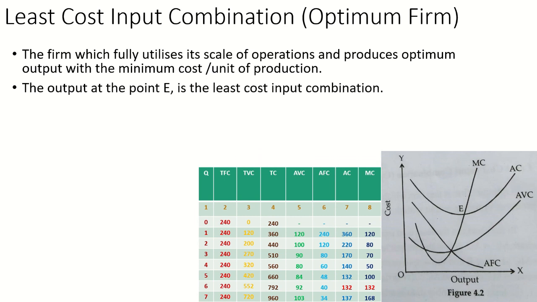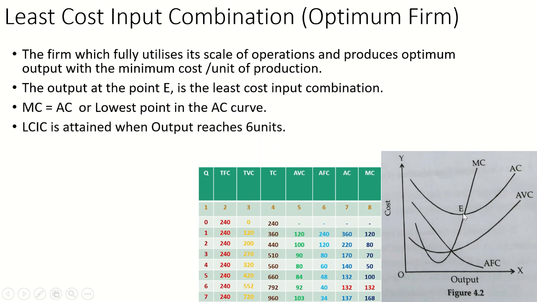Okay, here in this graph we can see that the point E is the least cost input combination. Actually, at the E, in the last slide, we had seen that at the E, the MC is equal to the AC, or the lowest point in the AC curve. Okay, at this E point, we can see two things. First thing is that AC is equal to MC, and also it is the lowest point in the AC curve. And least cost input combination is attained when the output reaches 6 units.